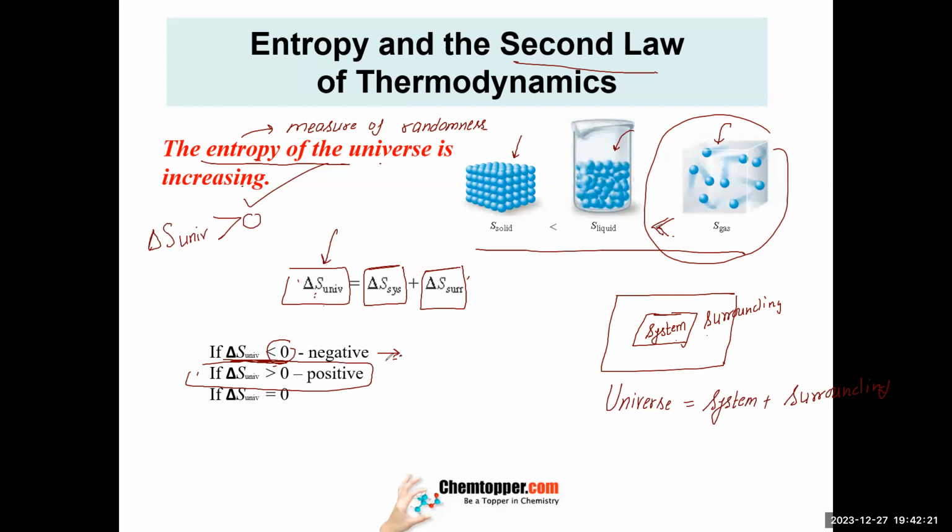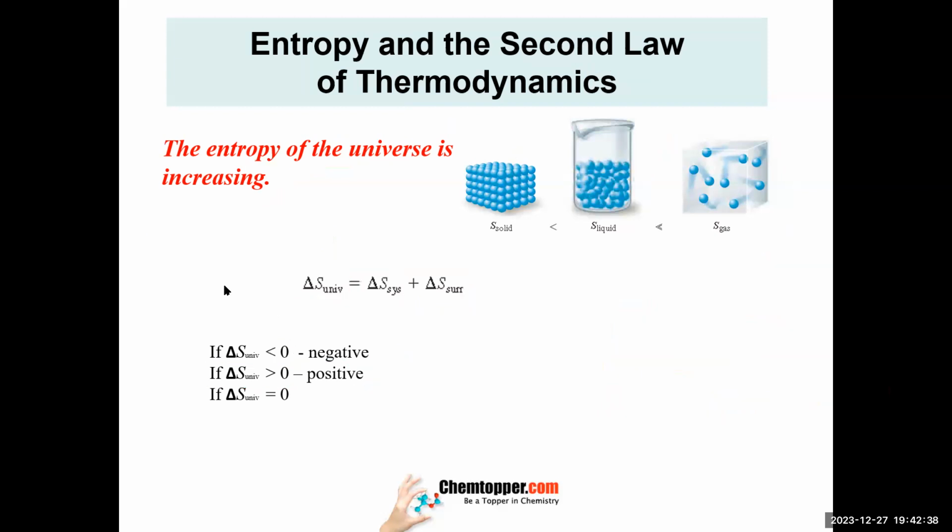This process will not take place. So this delta S, if it is negative, no reaction, no change. But if it is positive, yes, the process will happen. So we are going to understand this concept in detail. So that's the second law of thermodynamics.